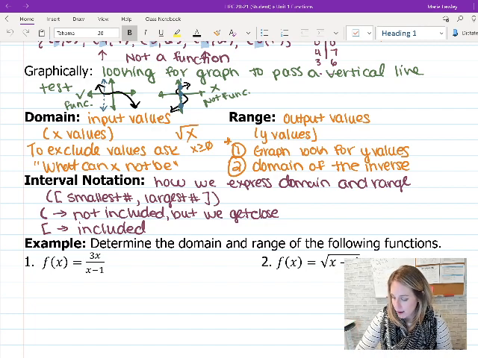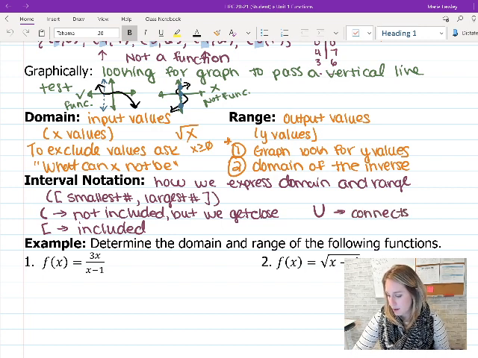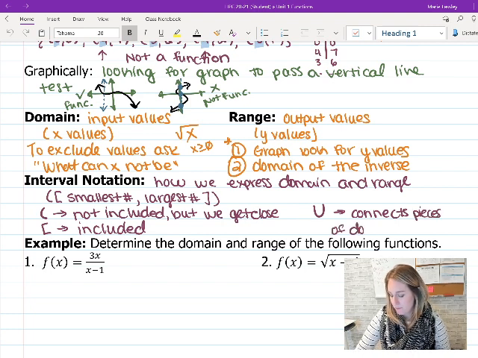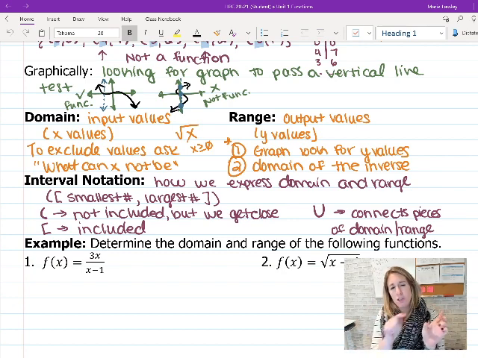So we have this symbol. Like I said, it looks like a U. This just connects pieces of domain and range. If you have multiples, say your domain or range goes from negative infinity to 1, and then, hold up, wait a second, we don't have that point. And then right after you go past 1, it starts up again. You would need two pieces, and you would use a U to connect them. We'll look at some examples.